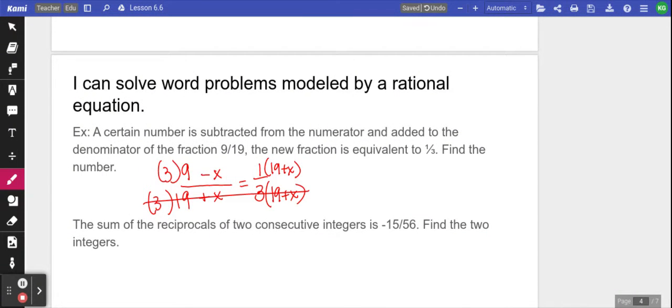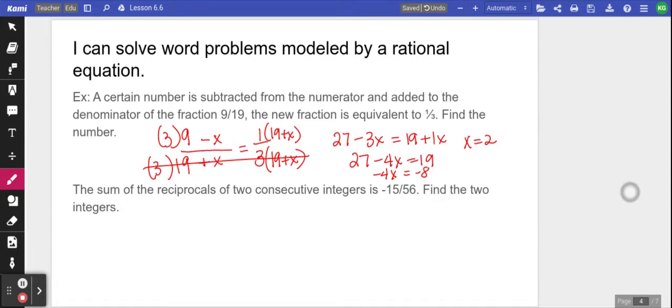Now that they are the same, I can cross them out. Distributing on the top gives me 27 minus 3x equals 19 plus 1x. Subtracting the 1x from both sides gives me negative 4x. 19 minus 27 gives me negative 8. So I have negative 4x equals negative 8. Divide by negative 4, and x would equal 2.